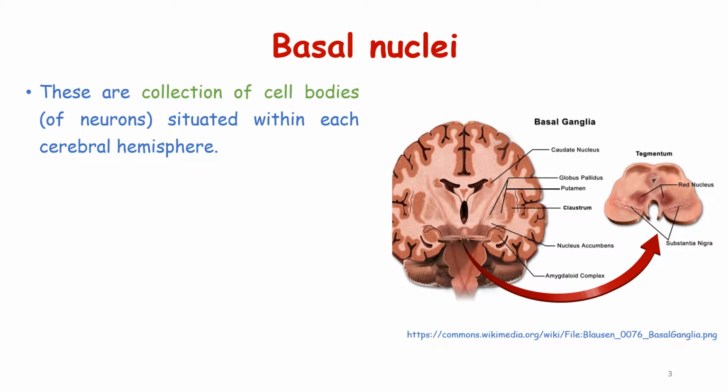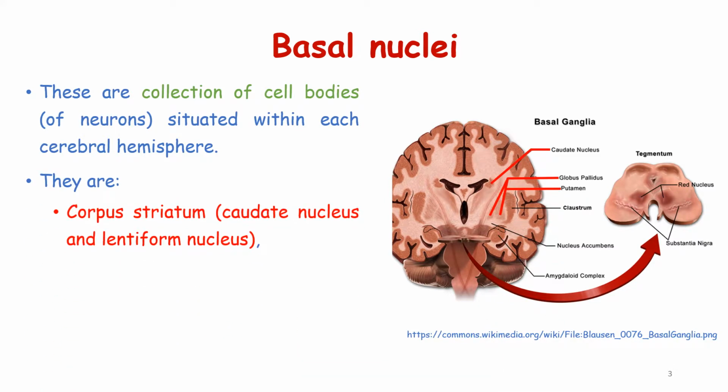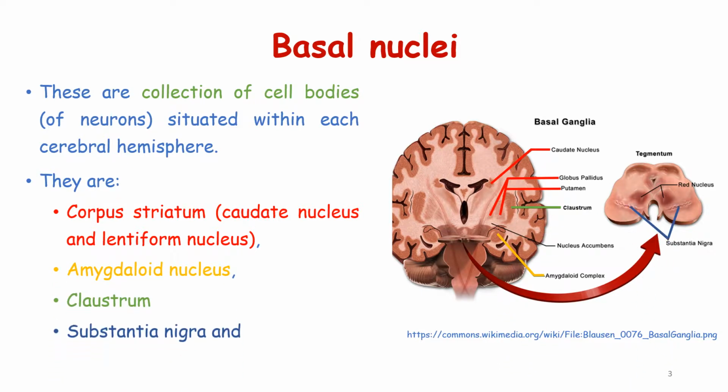Basal nuclei are a collection of cell bodies of neurons situated within each cerebral hemisphere. They are the corpus striatum, caudate nucleus and lentiform nucleus, the amygdaloid nucleus, the claustrum, the substantia nigra and the subthalamic nuclei.